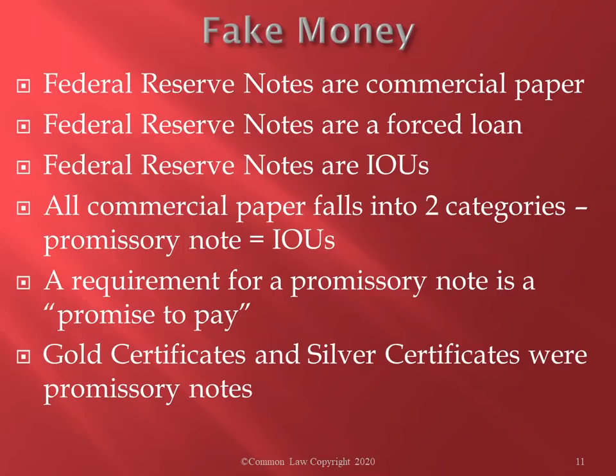Federal Reserve notes are commercial paper. Federal Reserve notes are a forced loan. Federal Reserve notes are IOUs. All commercial paper falls into two categories: it's either a promissory note or an IOU. A requirement for a promissory note is that it has to have a promise to pay. Gold certificates and silver certificates were promissory notes, and so Federal Reserve notes are just an IOU. What it does is it creates a trust: some guy promised to pay me, and when he pays me, I'll pay you. That's the fraud in the system today.